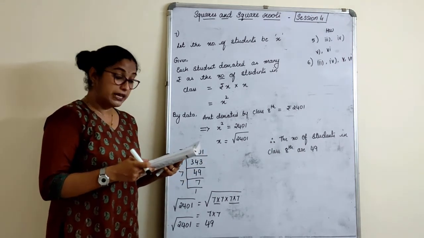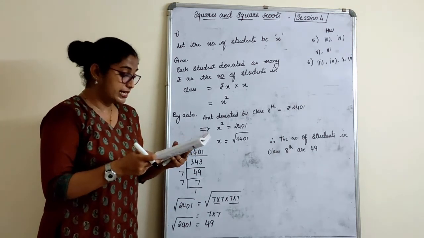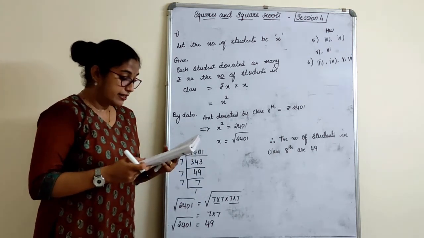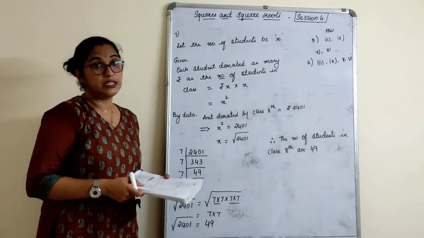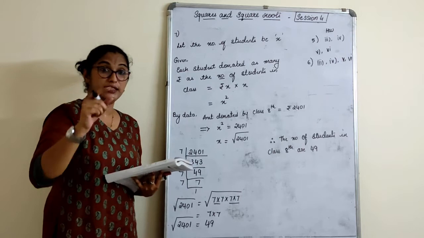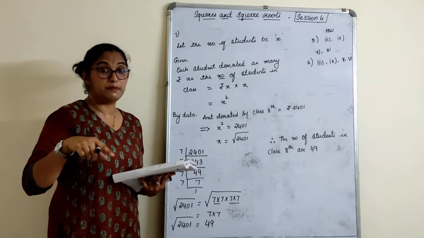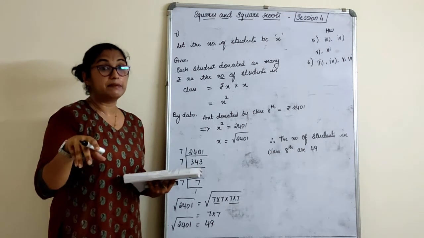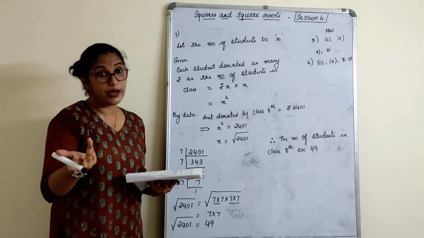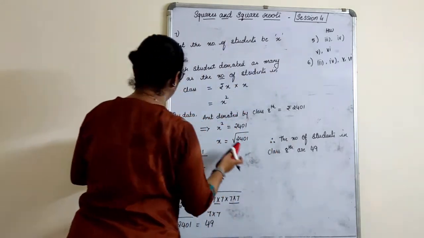2025 plants are to be planted in a garden in such a way that each row contains as many plants as the number of rows. Find the number of rows and the number of plants in each row. Now again here, the number of rows and the number of plants in each row are the same. So when we multiply the number of rows and the number of plants in each row, that becomes the square of that particular thing. So let's again begin with the same thing.